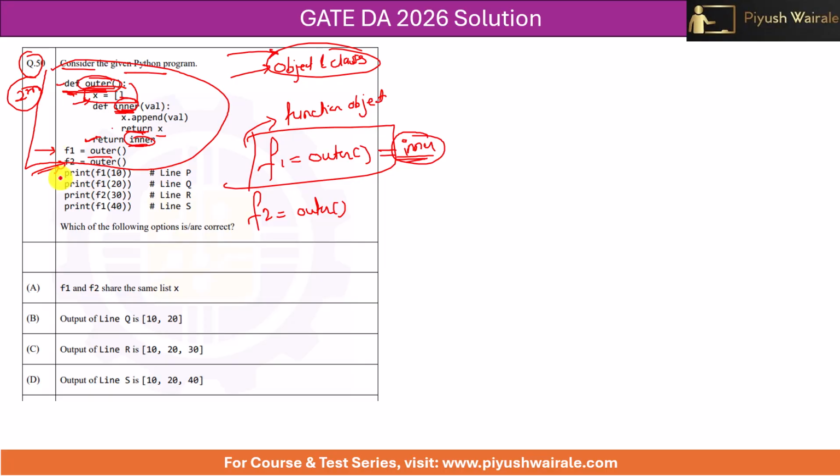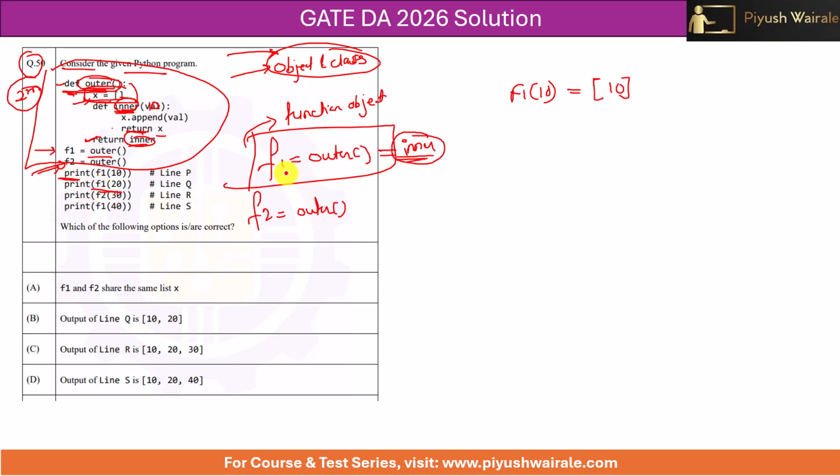Now when we say print f1(10), f1 will behave like an inner function here. So here the value is basically 10. We are going to append the 10 to x here. What is x? That is basically an empty list here. Output of this is basically [10] here. I hope you understand this one.